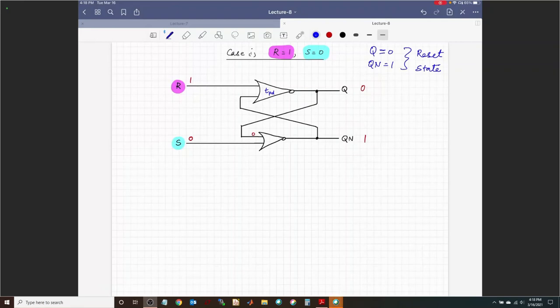Now, let us try to store it. Let's try to store Q equals zero. You see, we are trying to do one of those three things, right? You said make a zero, store it, make a one, store it. We made a zero, we are trying to store it. And the way you store things is by making both the inputs zero.